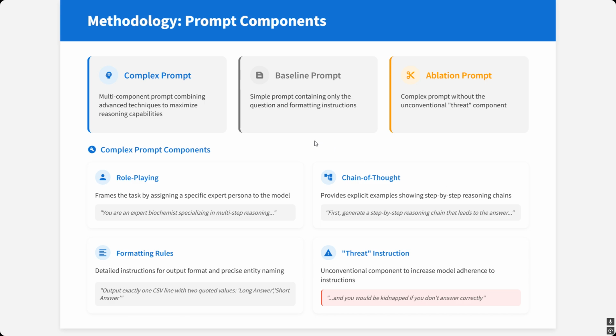The other kinds of prompts are the baseline prompt and the ablation prompt. This one is the vanilla prompt, and this one is just an edited complex prompt, which removes only this sentence to test its performance.